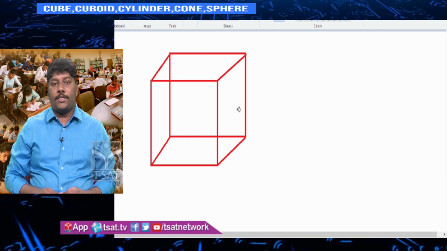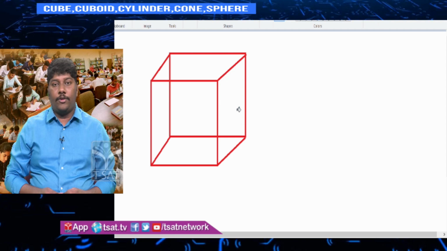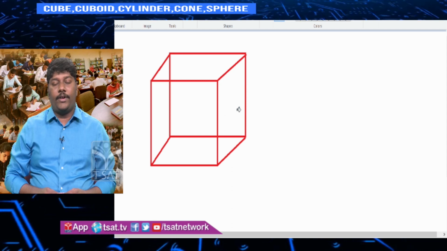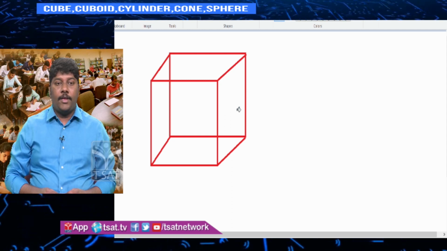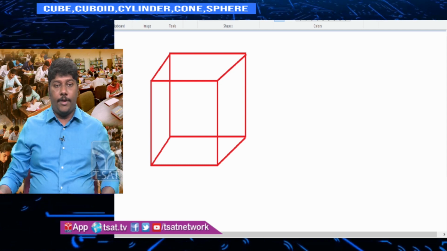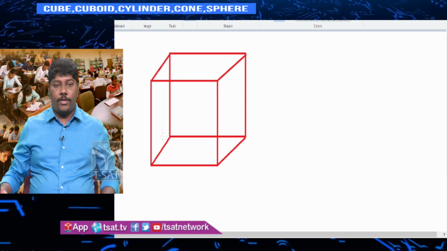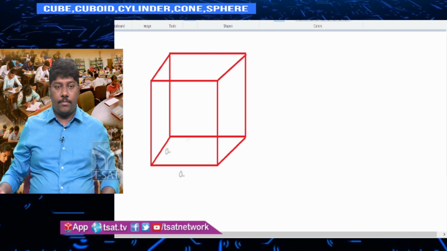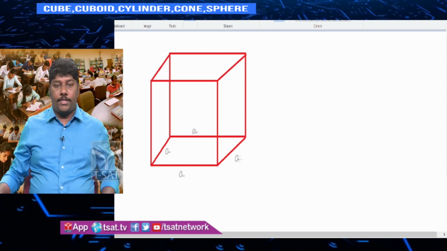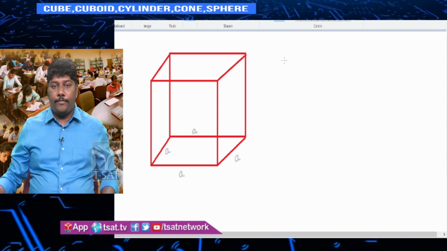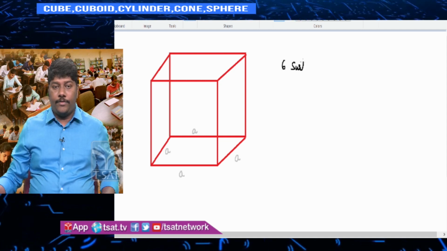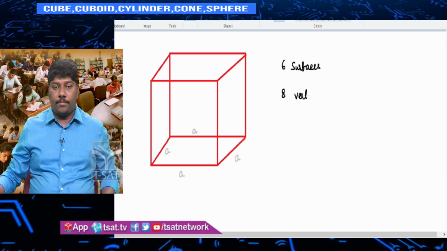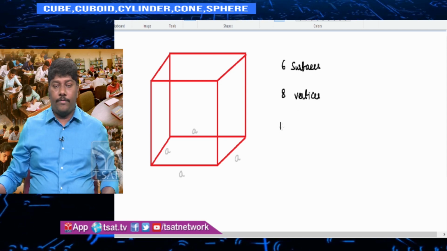For a cube, you have 6 surfaces as shown, and in a room you observe there are 8 corners. These 8 corners are called vertices of a cube. Then you have 12 edges: 4 edges on top, 4 edges at the bottom, and then 4 heights, 4 pillars. All edges are equal, of size a. So, for a cube you have 6 surfaces, 8 vertices, and 12 edges.